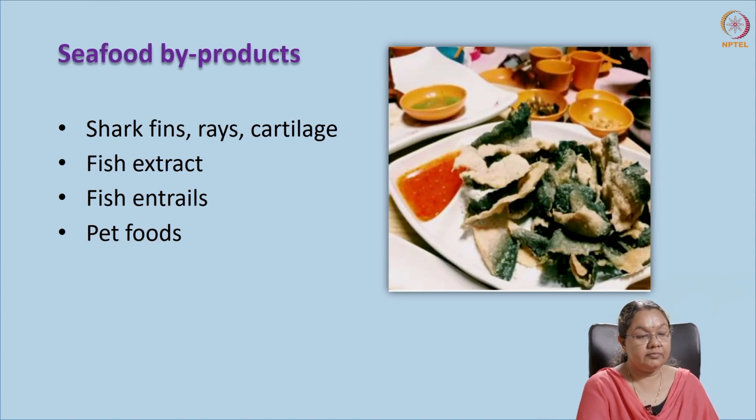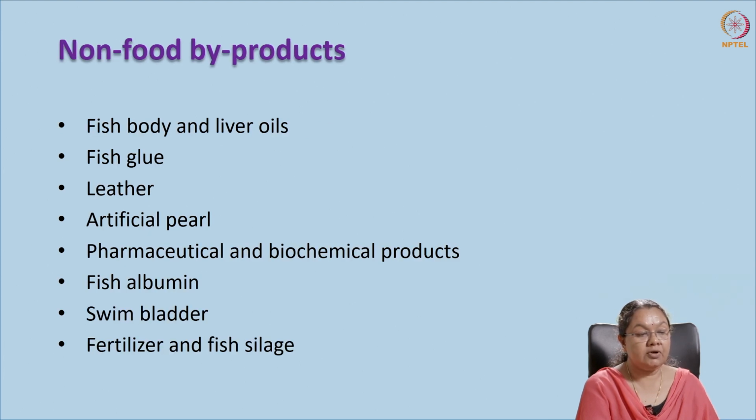So let's see different value-added products or the byproducts from the industry. We have shark fins, rays, cartilage, fish extract, fish entrails. And fish entrails or fish extract, most of the time they go as pet foods or animal feeds. And we also have non-food byproducts from the seafood industry, which include fish body oil or liver oil. We have fish glue, which is highly water resistant. Then we have fish leather. It is replacing the animal leather. We also have artificial pearls, and then pharmaceutical and biochemical products, fish albumin, swim bladder, and fertilizer and fish silage.